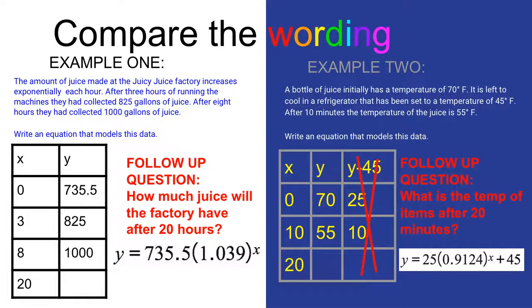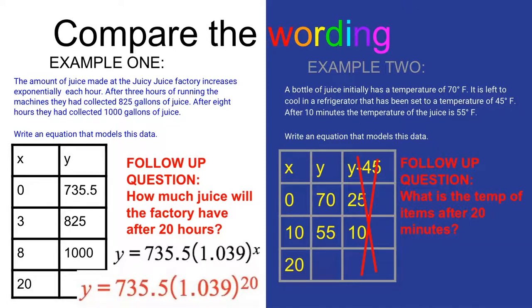Now, you're going to be asked follow-up questions as you think about these real-life contexts. So here's your first follow-up. How much juice will the factory have after 20 hours? Well, if this is my table, I'm trying to fill in this 20, so I've got to use my equation to help me. You simply plug 20 into the equation for x because you're trying to figure out 20 hours in the x data points. Then I can solve for the y by plugging that in.